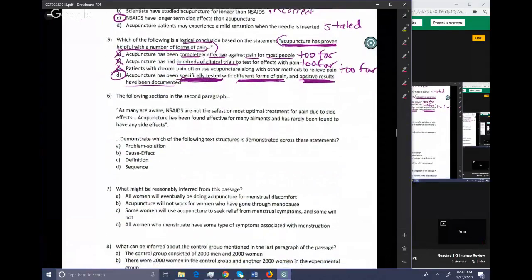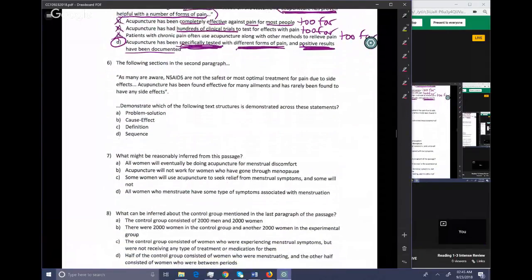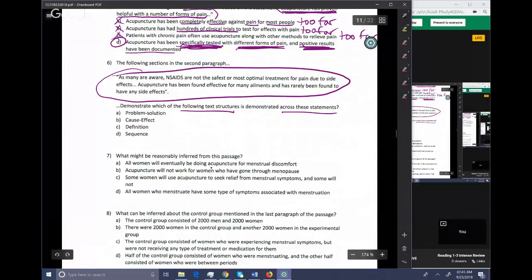6 says the following sections in the second paragraph demonstrate which of the following text structures across these statements. As many are aware, and this is a direct quote from the passage, as many are aware, NSAIDs are not the safest or most optimal treatment for pain due to side effects. Acupuncture has been found effective for many ailments and has rarely been found to have any side effects. So they're asking what text structure just this is. You can see there's this ... right in the middle. That's a connection from 2 separate things. So they kind of cut out a little bit of something that was in the middle there to bring the 2 things that we're comparing closer together.